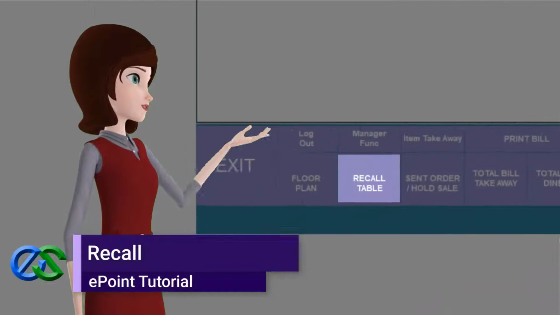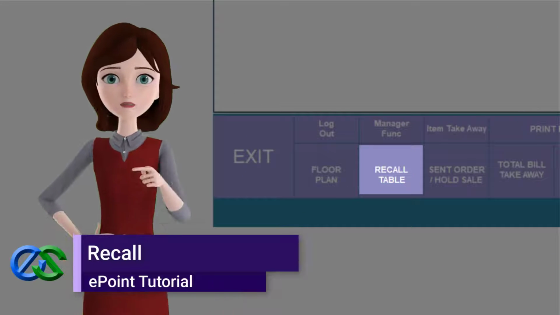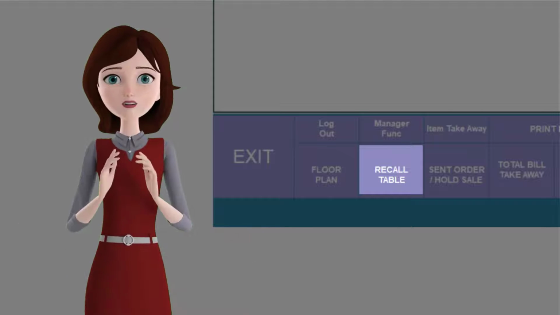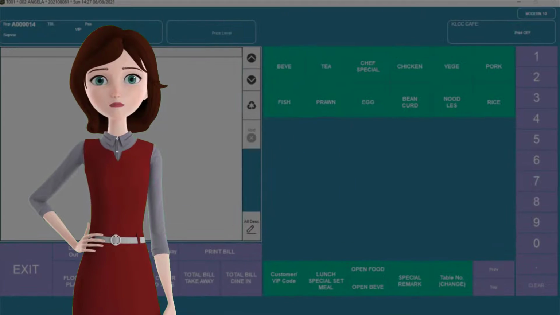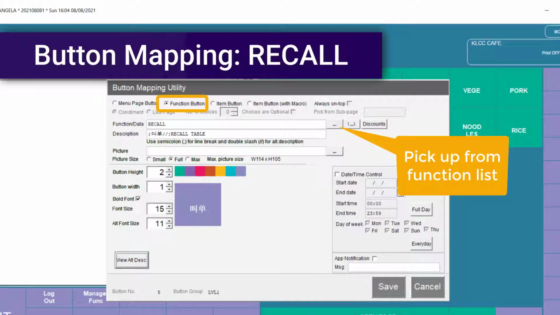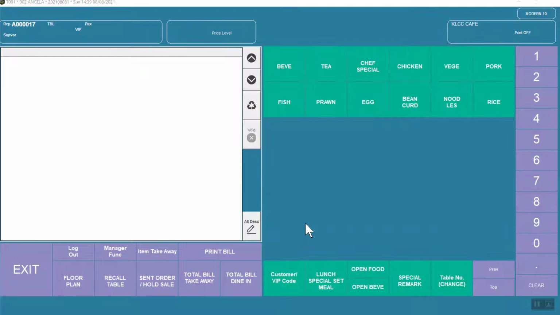Hi there, we are going to learn the Recall function. The Recall function is where we retrieve back orders from the table which is currently in use. How to get here? You may refer back to my previous tutorial. Hit the recall button.